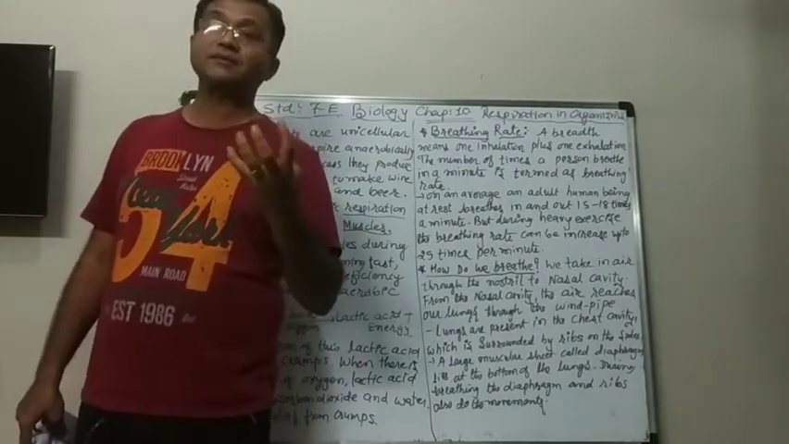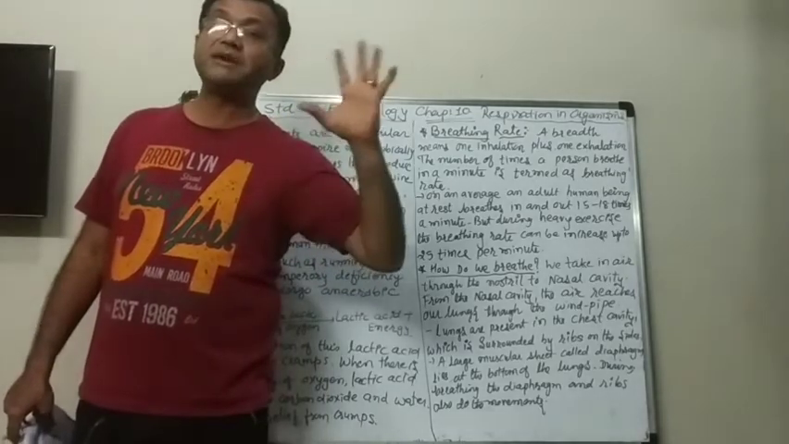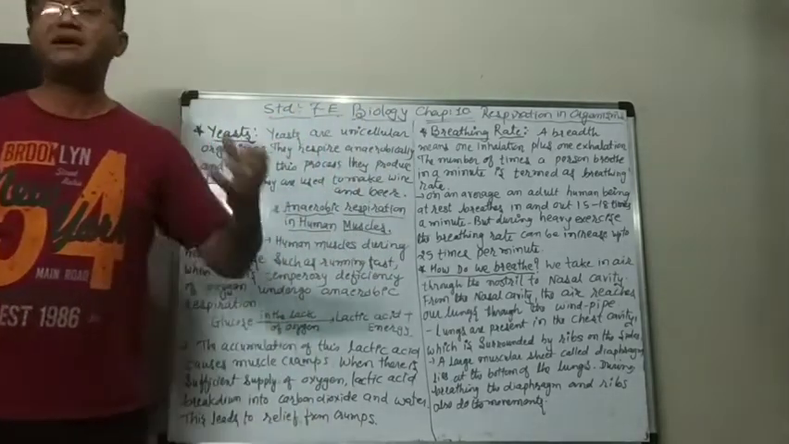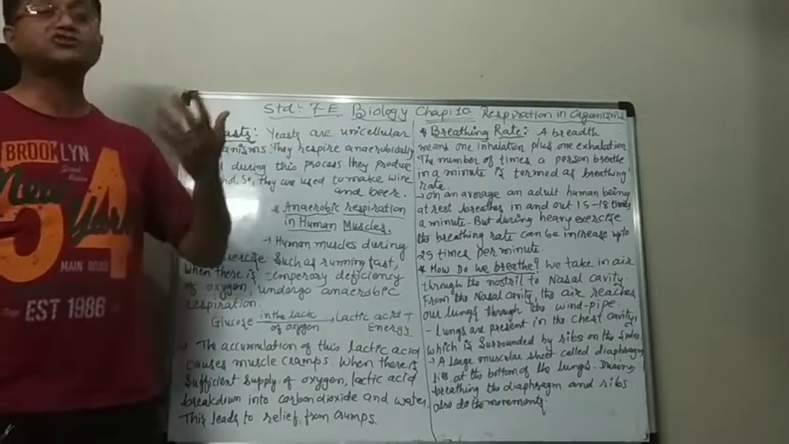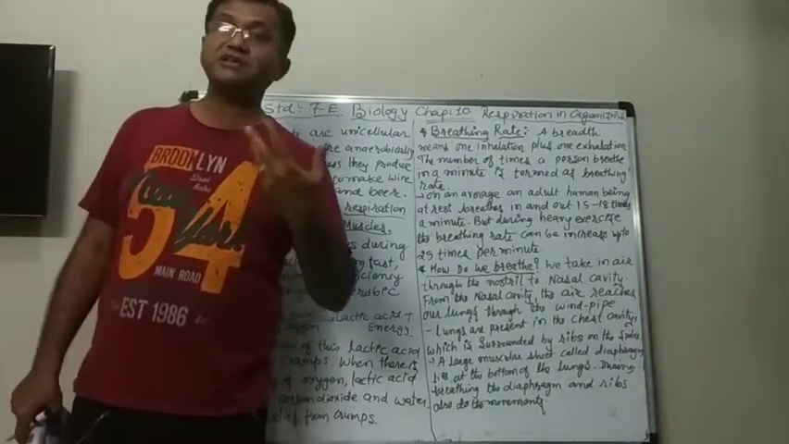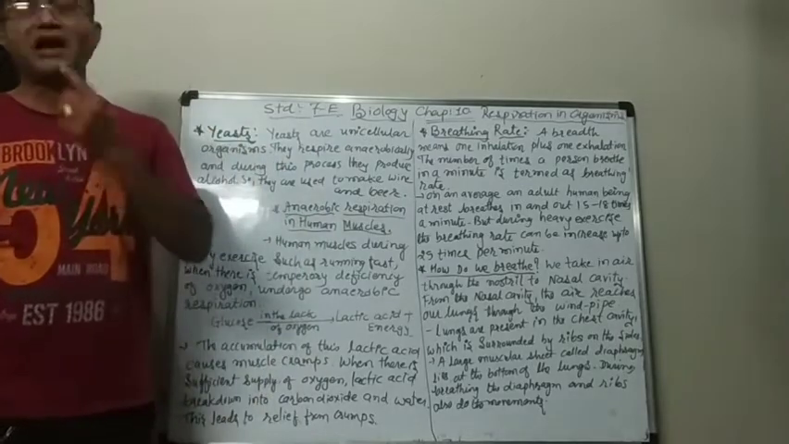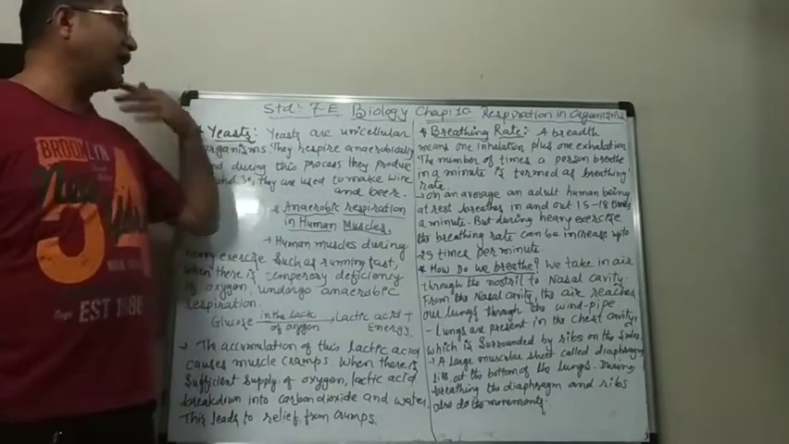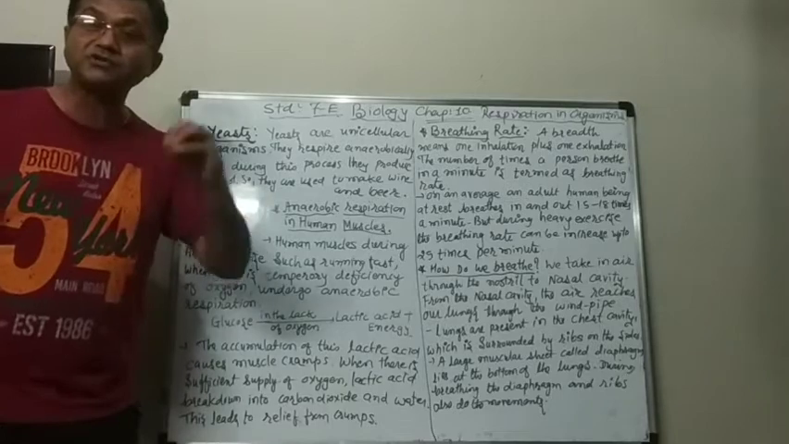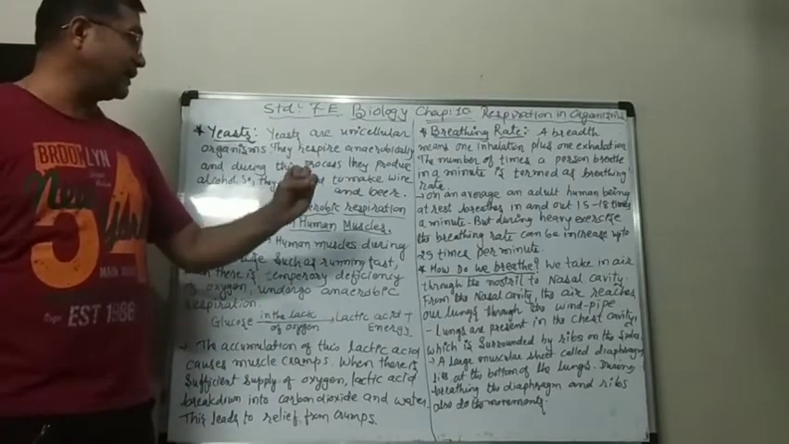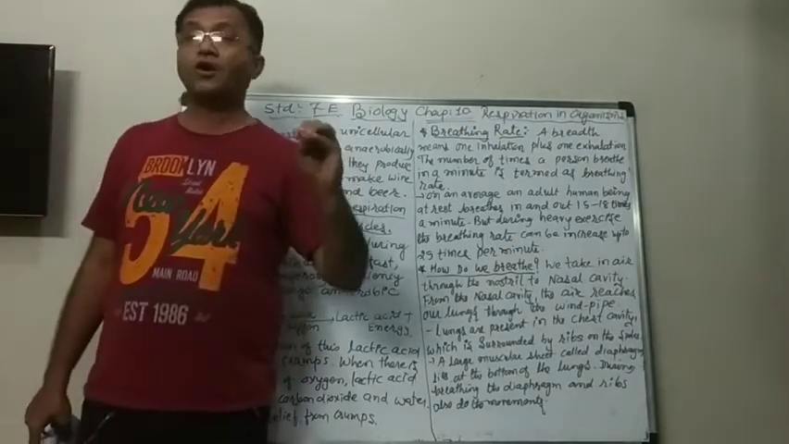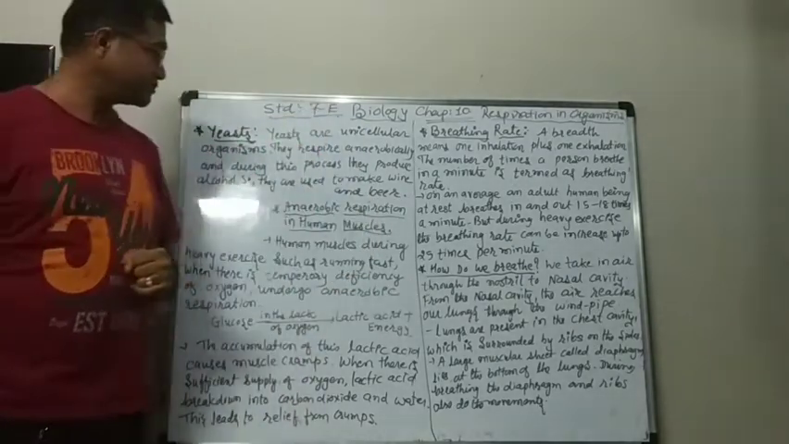So yeast are bred in a big place, in a big amount, so that during that process, which is also known as fermentation, they produce alcohol. They respire anaerobically and produce alcohol, and therefore they are used to make wine, beer, etc., all alcoholic drinks.